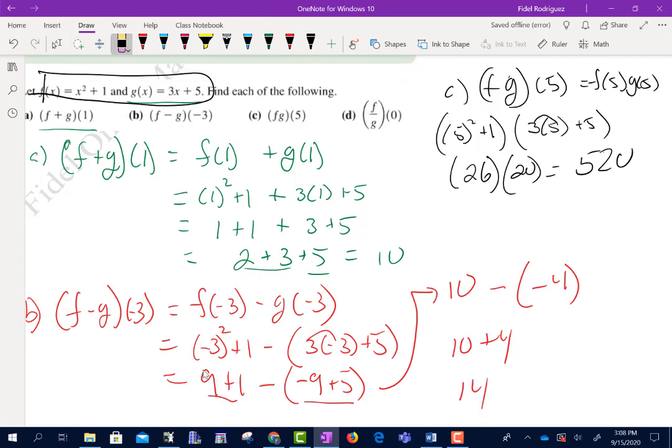So I'll tell you what, let me erase some of this right here because we had already done it, and we said the answer here was 14. Okay, let's do part D.